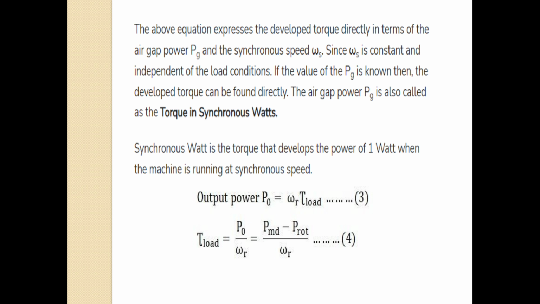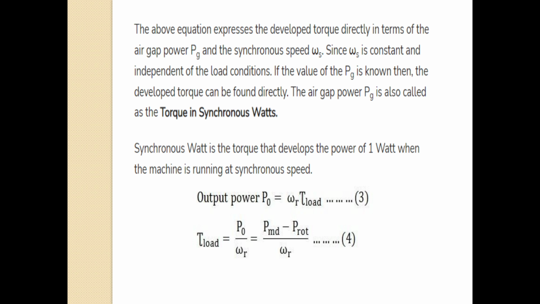The above equation gives the developed torque directly in terms of the air gap power PG and synchronous speed omega S. The omega S is a constant and PG is known as the developed torque in synchronous watts. The air gap power PG is also called torque in synchronous watts. The synchronous watt is the torque that develops the power of 1 watt when the machine is running at synchronous speed.